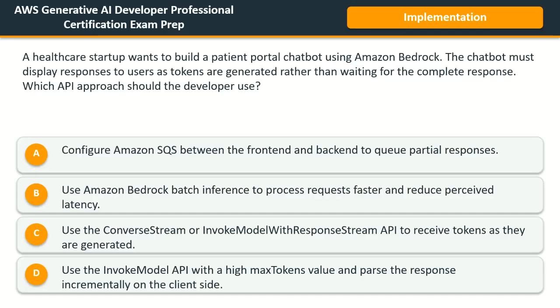B is batch inference, which is designed for offline jobs, not live chat. D sounds clever, but InvokeModel does not stream. You only get the response after generation is complete, no matter how high the max token value is. For real-time chat on Bedrock, remember, if users need to see tokens as they're generated, you must use a streaming API. The correct answer is C.